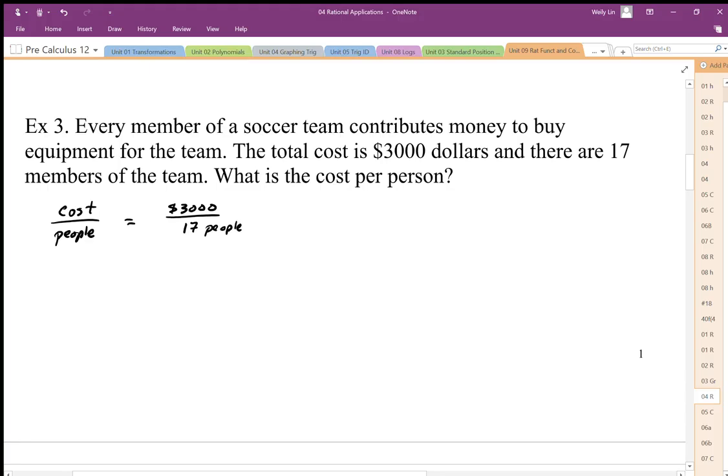So when we work this out, we can leave that as a ratio like this, or we can actually divide this to make it a unit rate. So 3,000 divided by 17, we can say is $176.47 per one person.